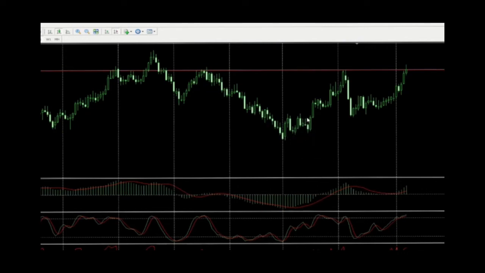Okay, you need to find your level. So let's say this doesn't exist. All of this doesn't exist. But here you can see that this could have been a level, and this one too.